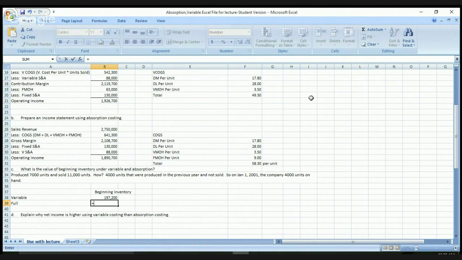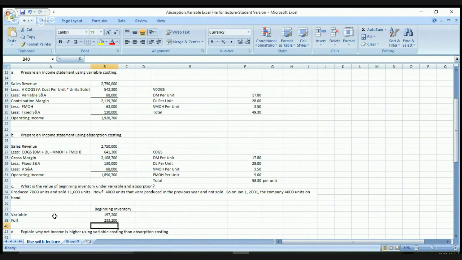Now in absorption costing, I take the 58.30 and multiply that by the 4,000 units, and I get 233,200. Now, why is this different? Well, again, it goes to the fixed cost. In absorption costing, that's included in the cost of goods sold. And in variable costing, it is not.